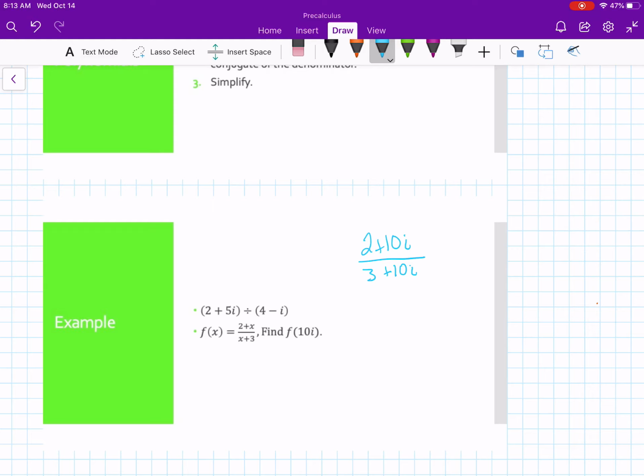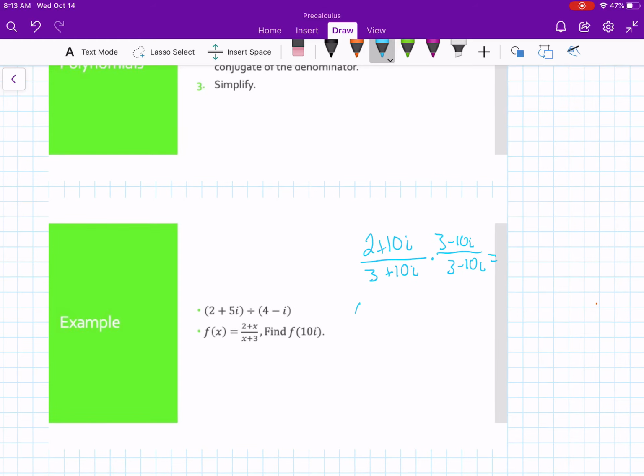We have an imaginary in the bottom, so we're going to multiply by the conjugate. So 3 minus 10i over 3 minus 10i. And then let's do some multiplying. So 2 plus 10i times 3 minus 10i. We get 6 minus 20i plus 30i minus 100i squared. So that becomes 106 plus 10i.